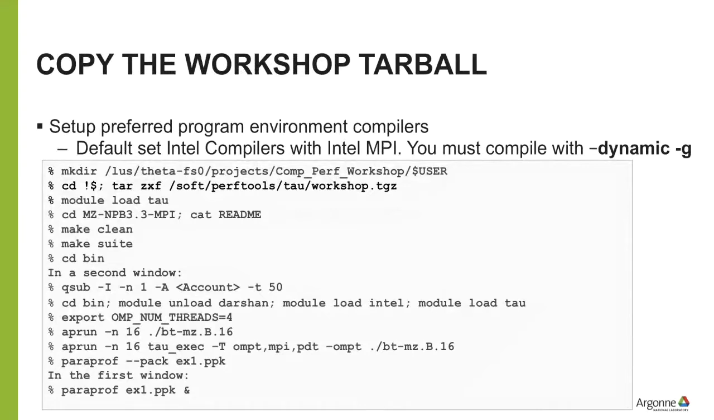And let me show you, you can follow along by creating a directory on the projects area and untarring this workshop tarball. You load the module and you can go to this directory, you can compile it, and in a second window, get a qsub allocation and then unload the Darshan module, load Intel and Tau modules, and run this application like this. Okay. So let me just show you how you would use Tau in this setting.